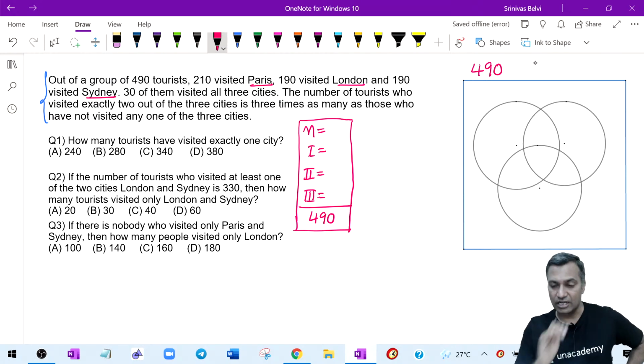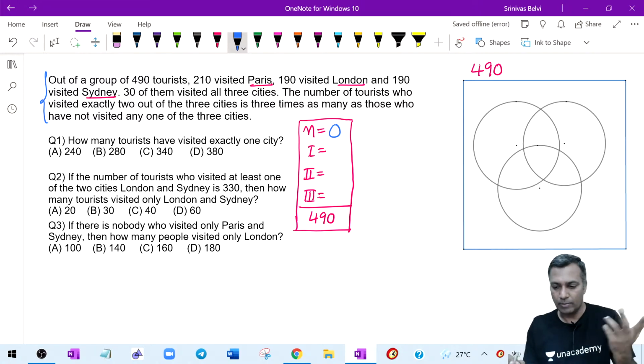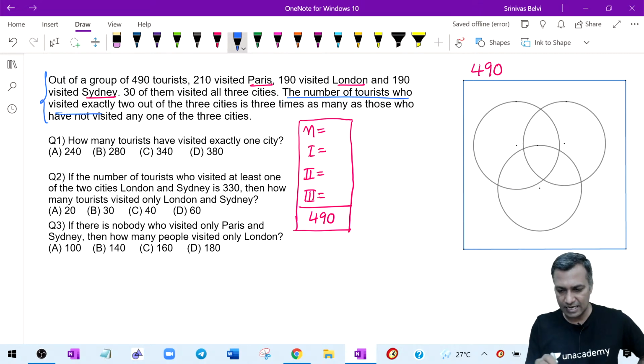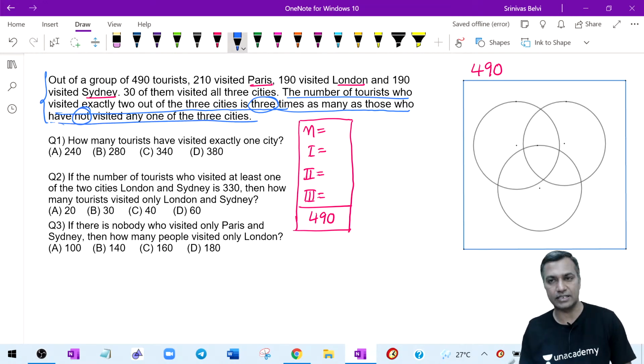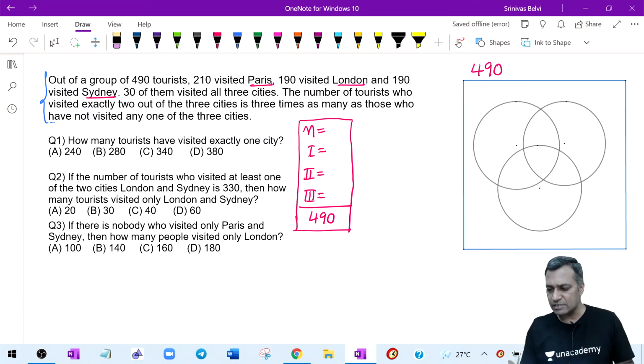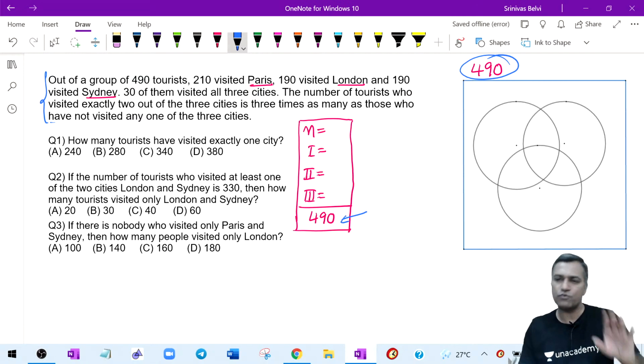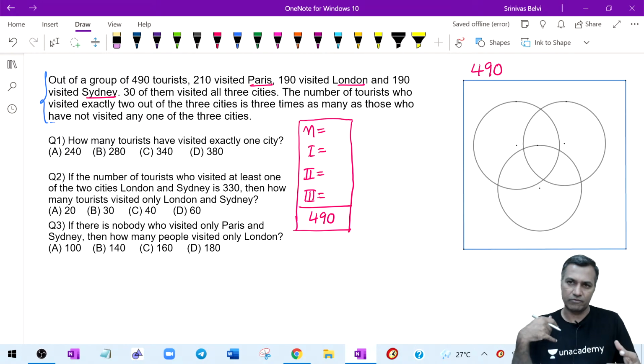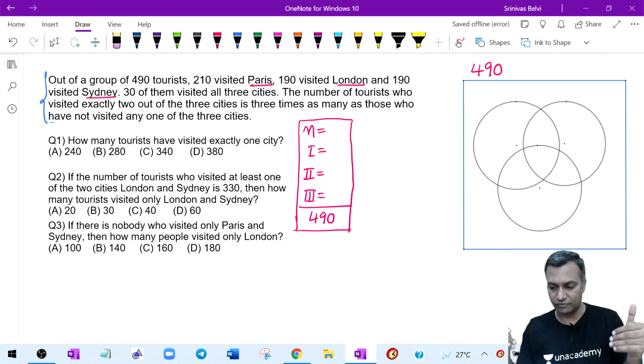Why? Unlike the earlier question where the none was given to me as 0, here it doesn't look like it is equal to 0, because it's given that the number of tourists who visited exactly two of the three cities is three times those who have not visited any of these particular cities. Therefore it doesn't look like 0 there. So 490 is made up of all four types of visitors. Some of them visited none, some visited one, some visited two of the mentioned cities, some visited all three mentioned cities. All this is a part of this particular 490.